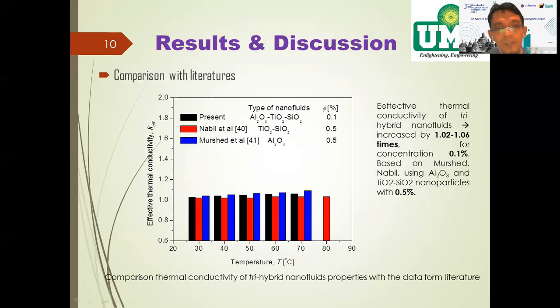Comparison with literature. Effective thermal conductivity of trihybrid nanofluid increased by 1.02 up to 1.06 times for concentration 0.1%. If we compare with Nabil and Murshed, using aluminum oxide, titanium dioxide, and silicon oxide, or what we call hybrid nanofluid particles, at 0.5% it is very high compared to my nanofluids.